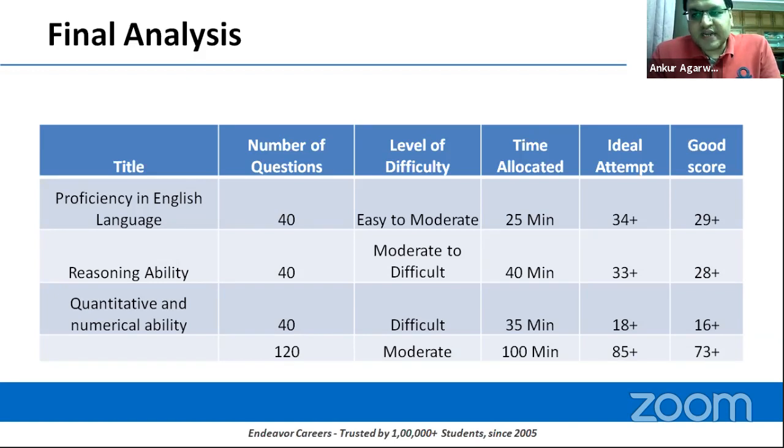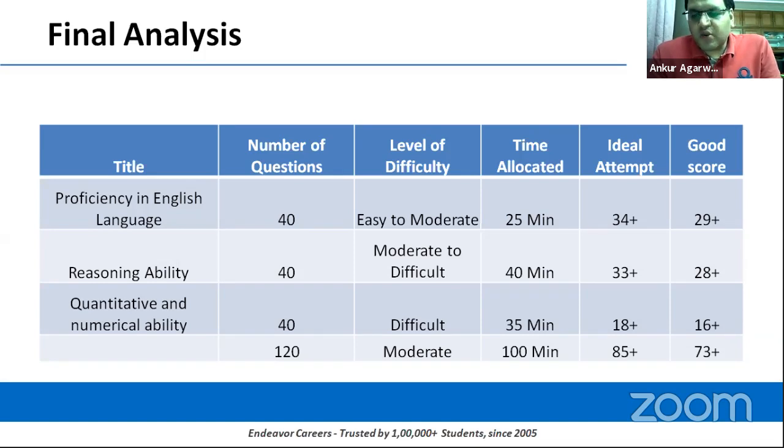Reasoning, students can devote around 40 minutes and can target attempting 33 plus questions with a score of 28 plus, right? Quantitative and numerical ability, as I highlighted earlier, is among the relatively difficult sections among the 3 sections, wherein your question selection and time management become even more important, right?